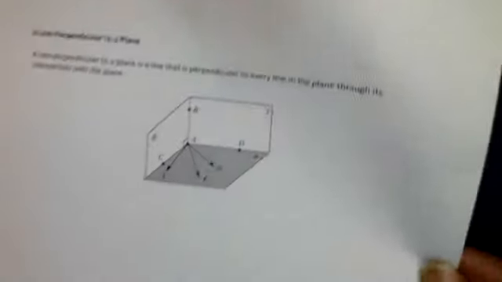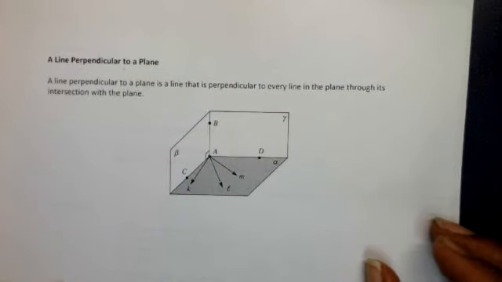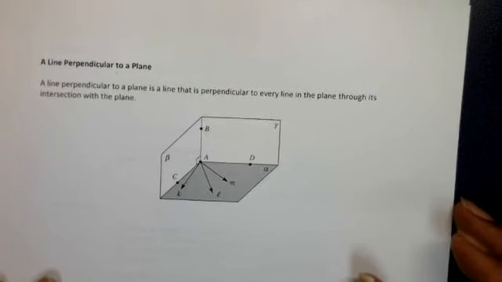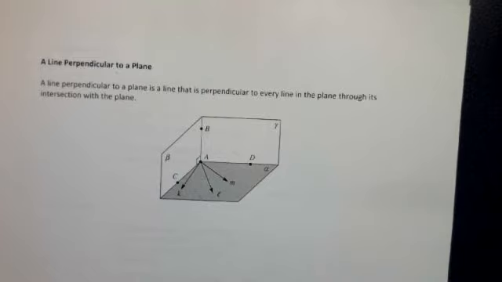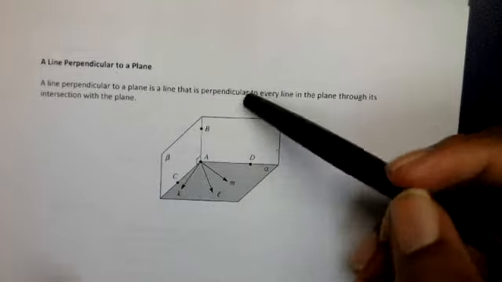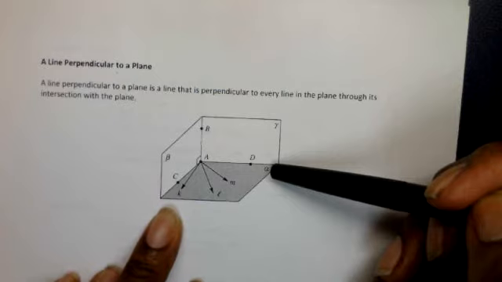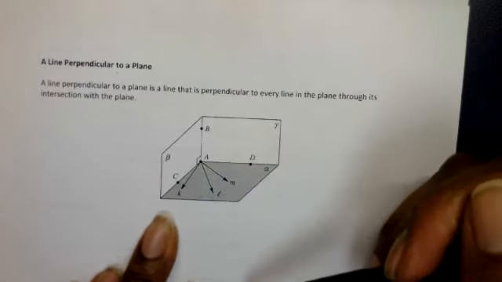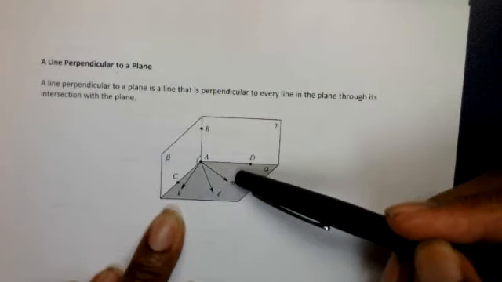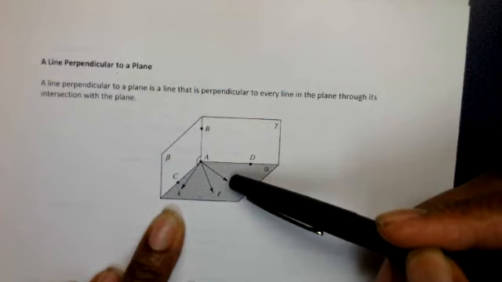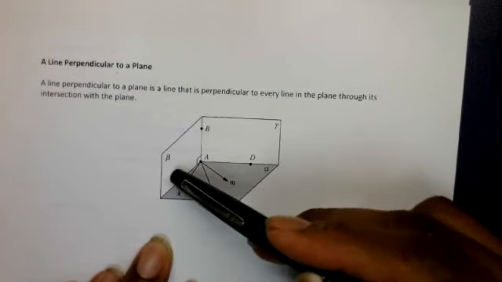Okay, what about a line perpendicular to a plane? A line perpendicular to a plane is a line that is perpendicular to every line in the plane through its intersection with that plane. So here, let's say we have a plane alpha. And let's say that there's a line perpendicular to it. Then every line in that plane will be perpendicular to every line in the plane through its intersection with the plane.